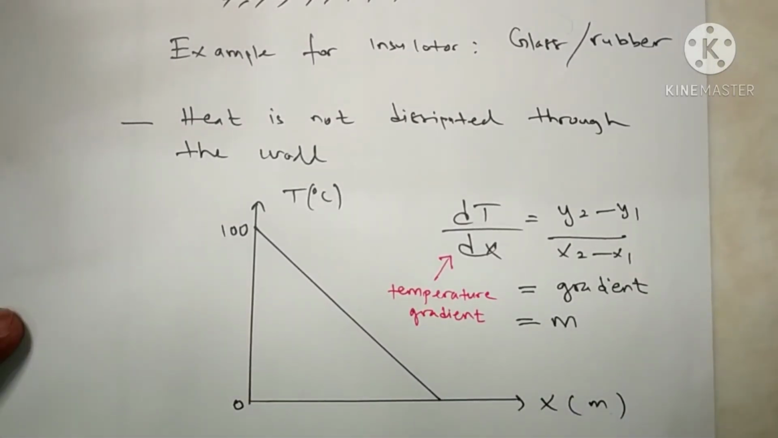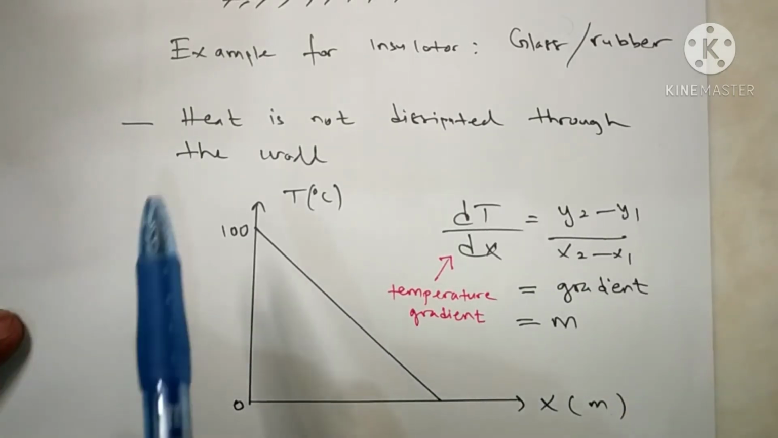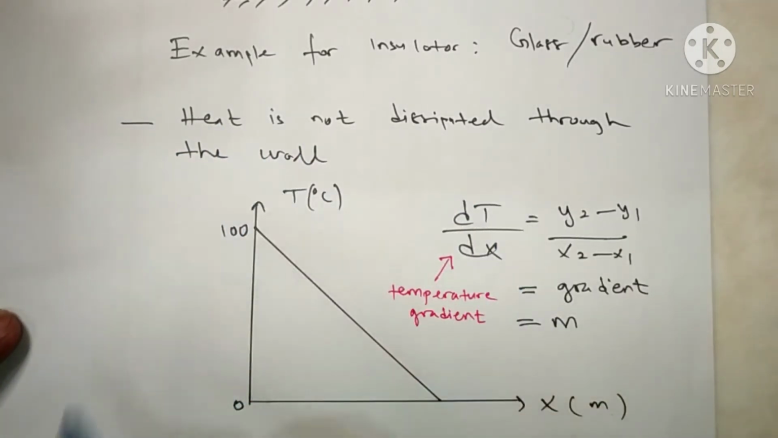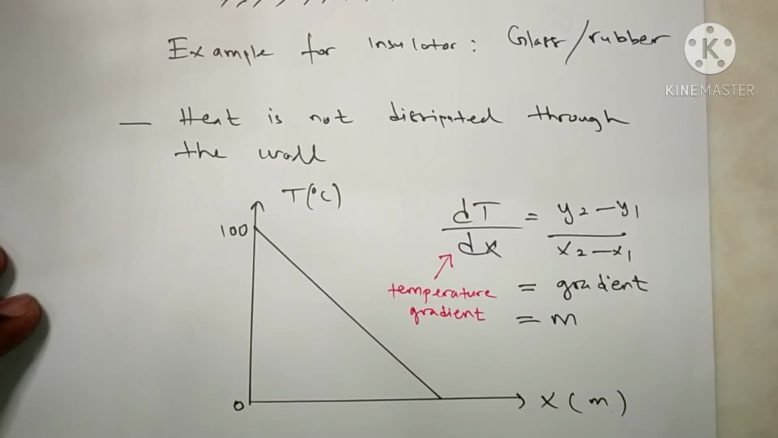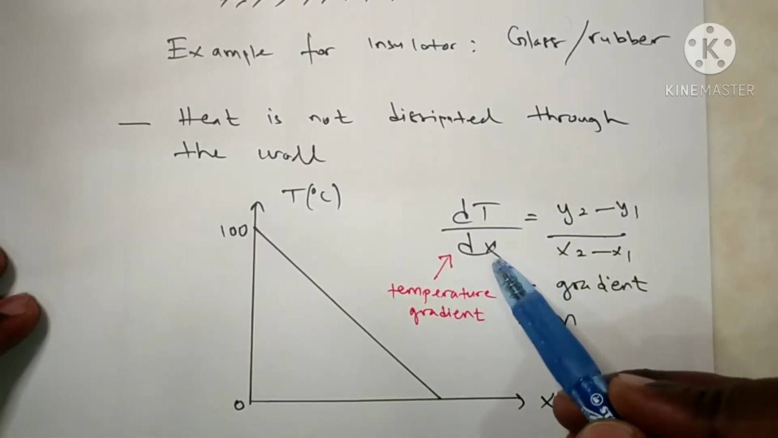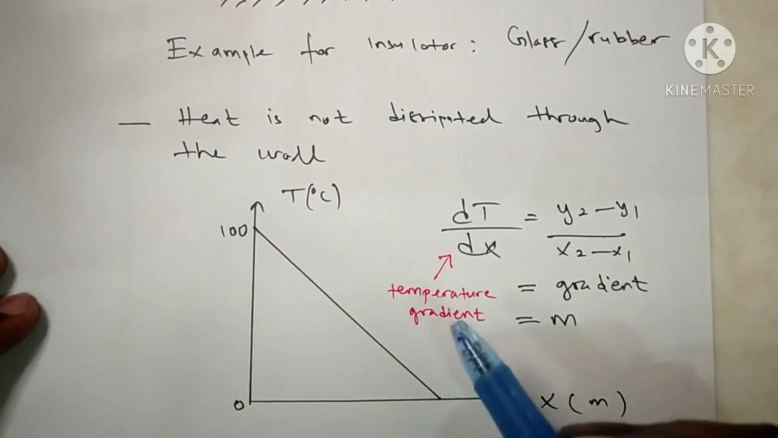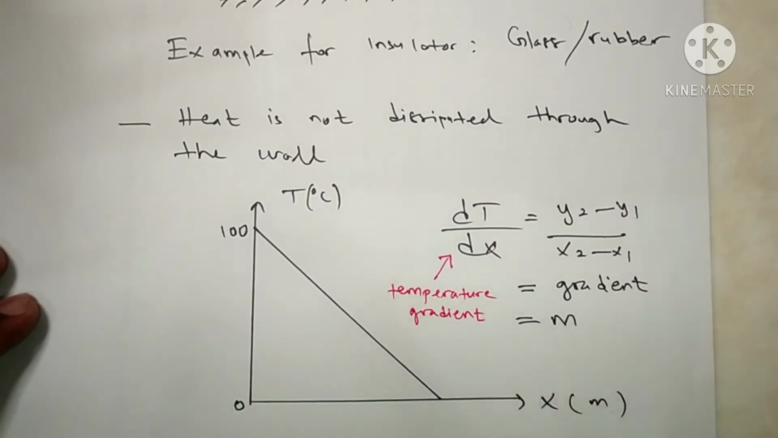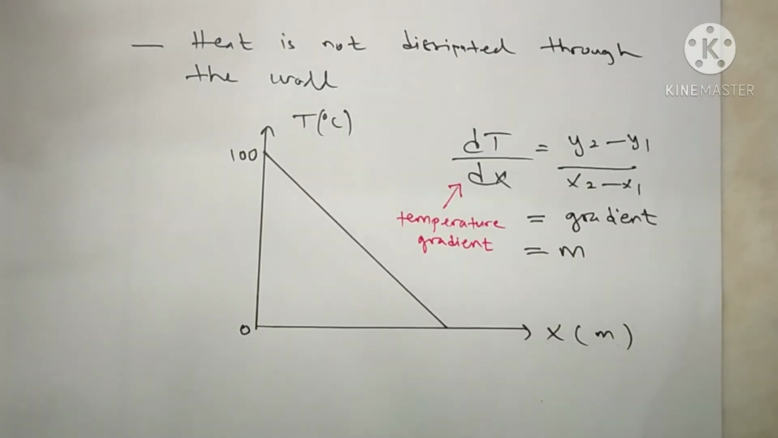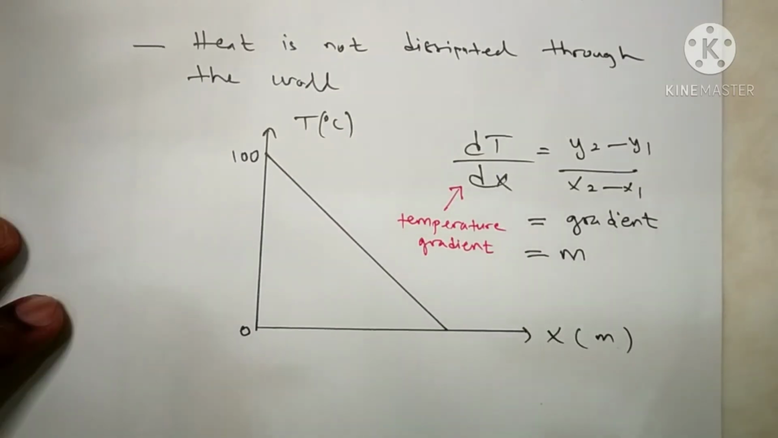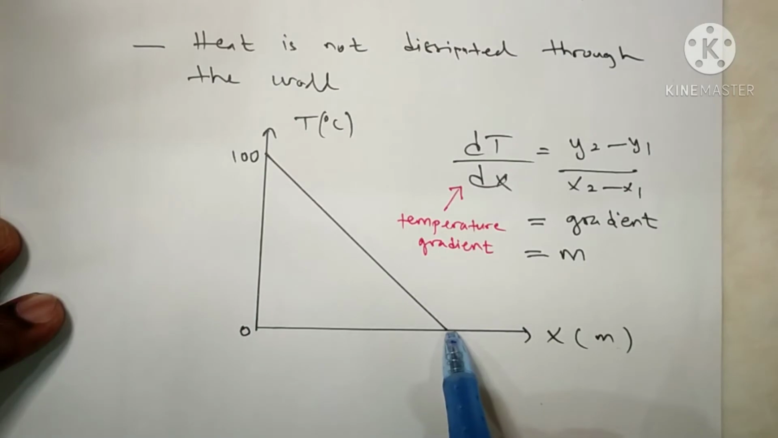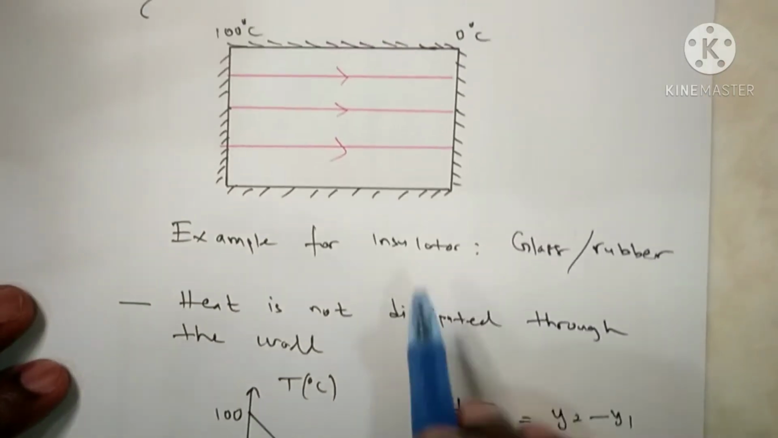Since the bar is perfectly insulated, heat is not dissipated through the wall. So the graph of temperature against distance from the hot end is a straight line with a gradient of dT over dx, the so-called temperature gradient. The graph shows how the energy transfers from 100 degrees Celsius to 0 degrees Celsius. The line crossing the x-axis here is 0 degrees Celsius.